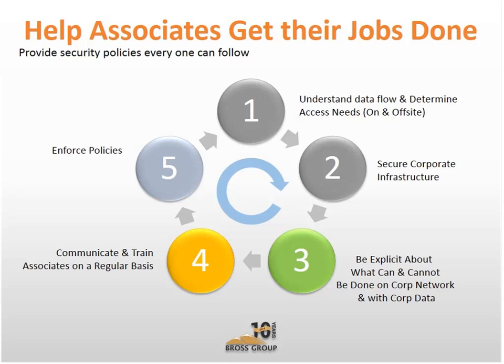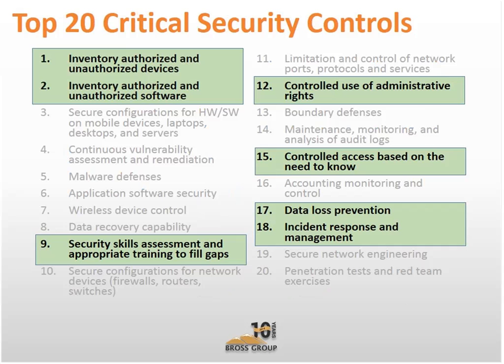And lastly, but not least, is enforcing your policies. Many people do not want to enforce them, but if you take away enforcement, you have taken the teeth out of the policy. So what I've done is I highlighted 7 out of the 20 security controls that are associate facing and should be included in your security policy. And next, I'm going to go into the specific language you should include in your policies to be effective.